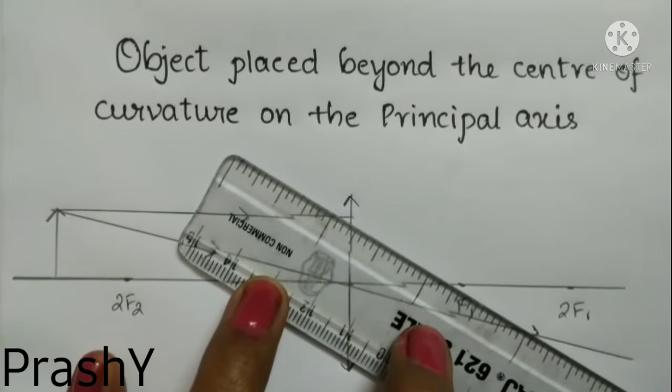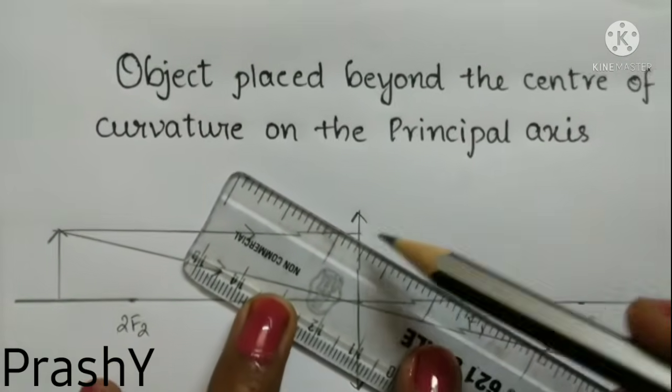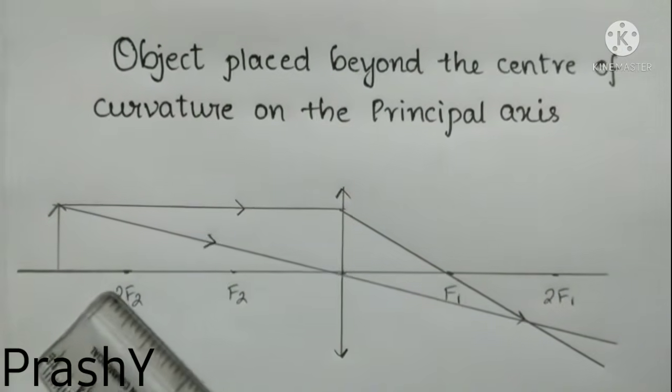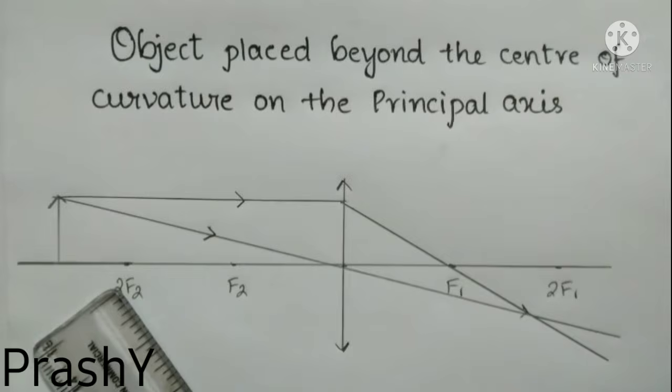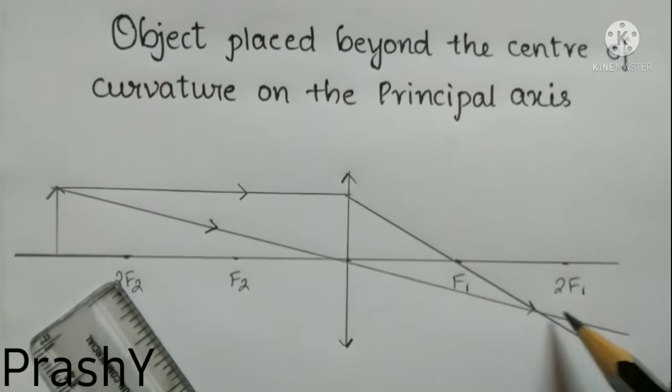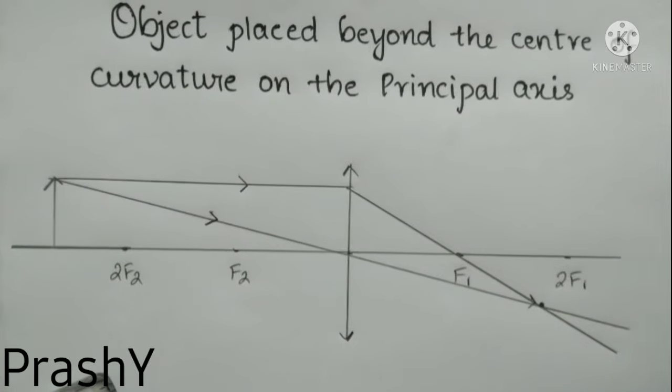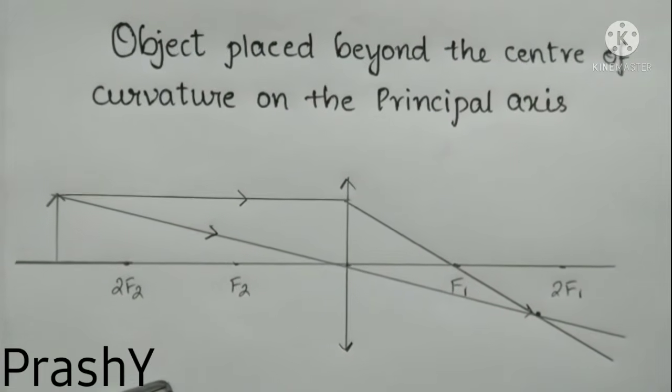So remember these 2 points, children, always. When a ray is passing parallel to the principal axis, it always meets at the focus. Now extending these two rays, they intersect at a point. So this is the point of intersection of these two rays, and here this point gives me the image.